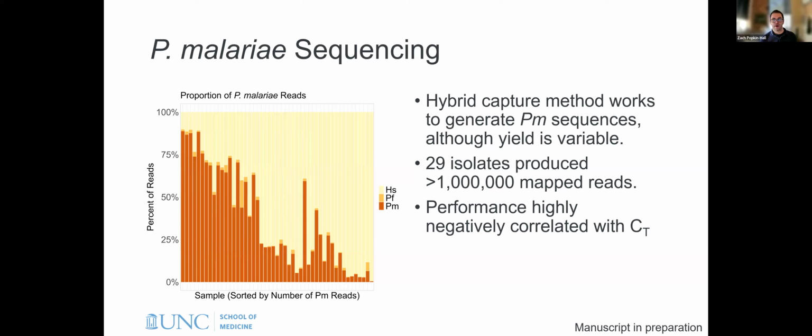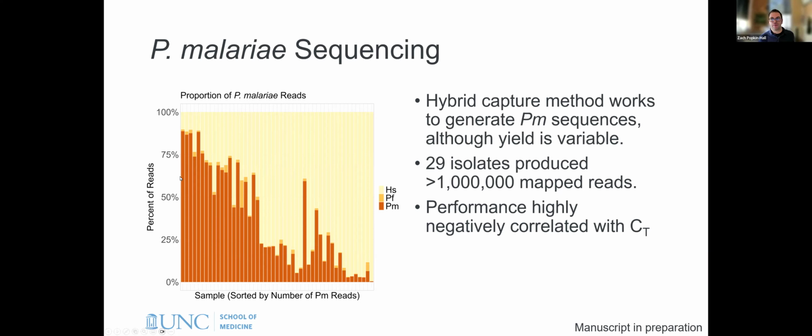And the first thing I want to show you is just how well we were able to enrich for PM. What this figure is showing is the proportion of reads mapping to the PM genome as opposed to PF or human. The bright orange bars are PM, the light orange are PF, and then the yellow is human. This is each of those 50 samples from Tanzania. Each bar is a separate sample. And then the y-axis is the percent of reads that map to that particular genome. So you'll see there is definitely some variability.